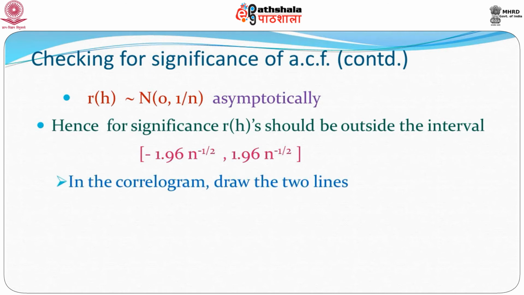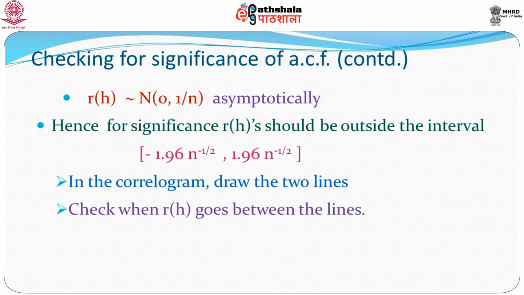Now, if you remember in the correlograms that I showed you, there were two dotted lines, one above the 0 line, one below the 0 line. These are primarily the minus 1.96 n to the power minus half line and the plus 1.96 n to the power minus half line. So, if in the plots the spikes go below these dotted lines, you know that the values have become insignificant.